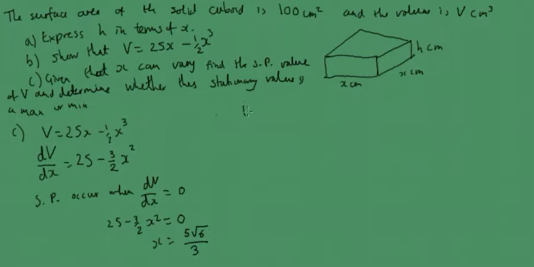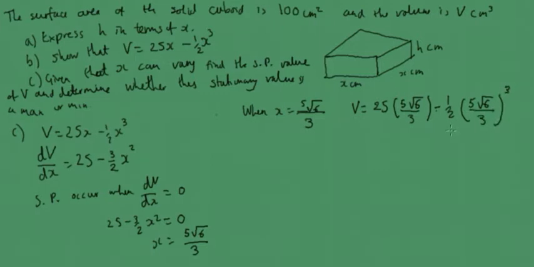So when x is 5 square root of 6 over 3, V will be, so we'll put this back into here, 25, and that's going to be 5 times the root of 6 over 3, minus half of 5 root 6 over 3, and that's all going to be cubed, so that's going to give us 68.04 to 2 decimal places.